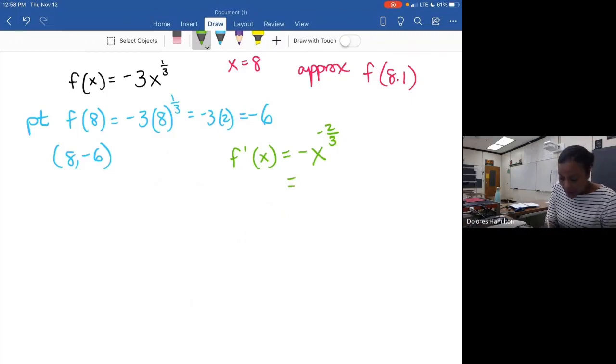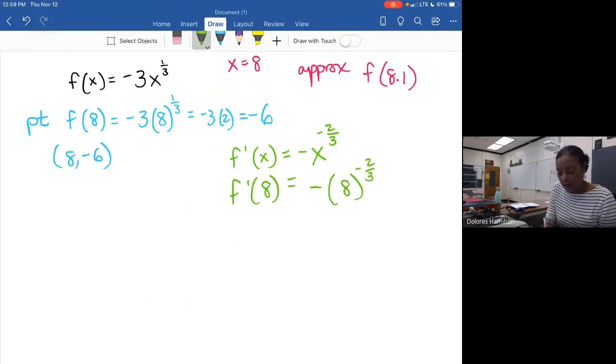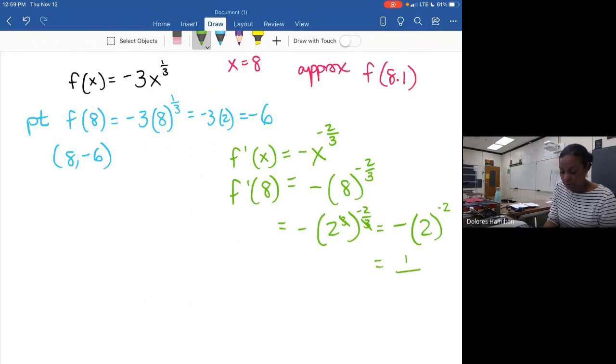And so now we want to find f prime of 8. So that's -8 to the -2/3. And so that's going to equal, well, 8 is 2 cubed. So then I can clean that up. That's -2 to the -2, which is the same as -(1/2) squared. That gives us -1/4. So that tells us that our slope is -1/4. So I've got all the information I need to write my equation.